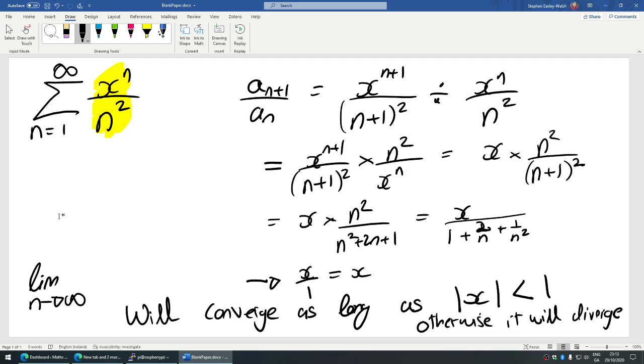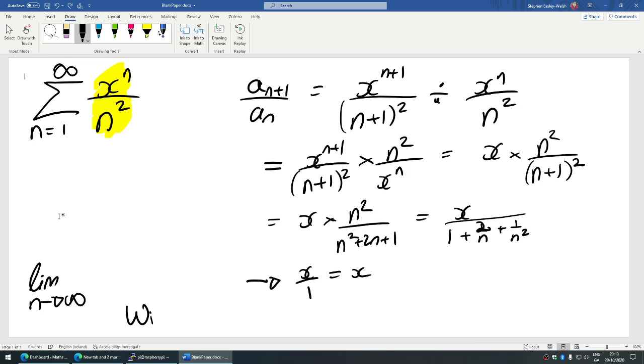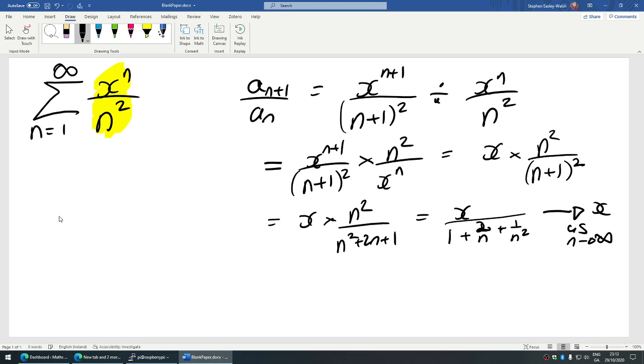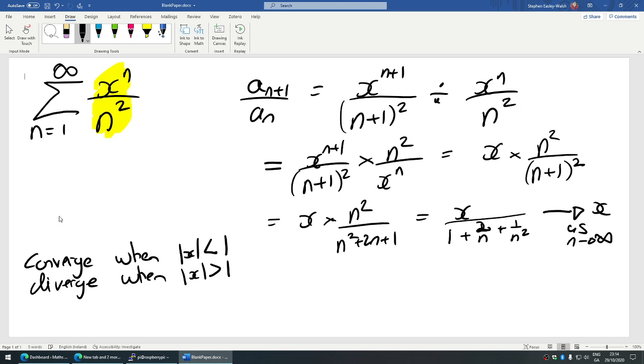However, that's not true. Actually, this is a little bit sneaky. I need to be more careful with my language. This is an interesting one. This will go to x as n goes to infinity. So it'll converge when the modulus of x is less than 1. It will diverge when the modulus of x is more than 1. But in the case when the modulus of x is equal to 1, this test is inconclusive. That's not to say it'll converge or diverge, it's just that this method won't tell us.